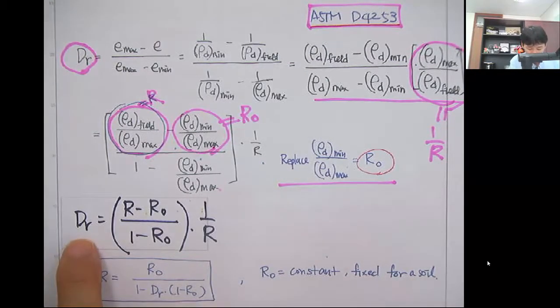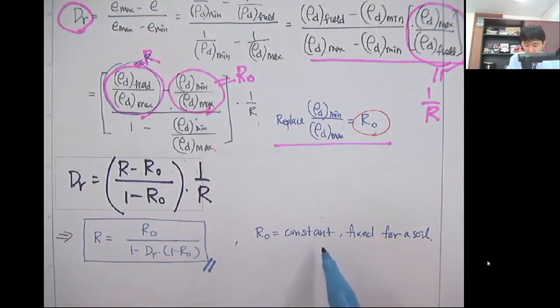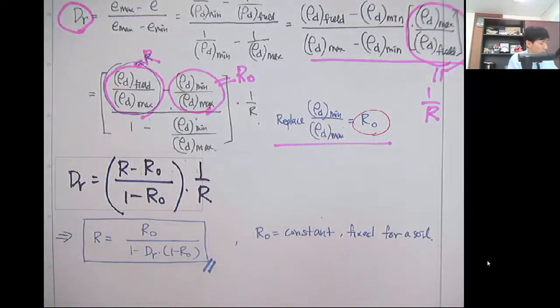So the relative density can be correlated to the relative compaction with R naught. This R can be expressed as a function of R naught and the relative density using this equation. And here R naught is a constant value, so it's fixed for a given soil because it's defined as the minimum dry density over the maximum dry density.